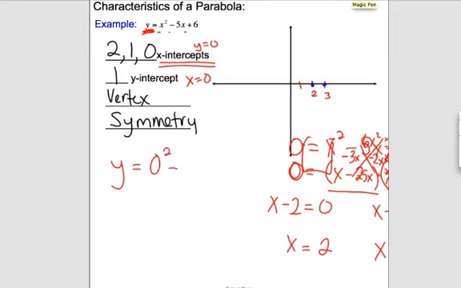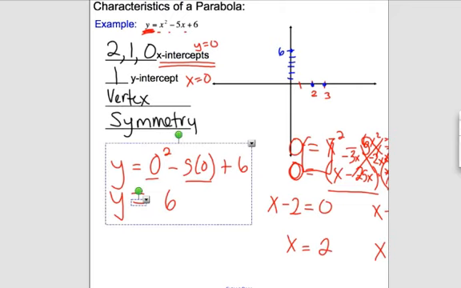So into my rule, I'm going to have 0 squared minus 5 times 0 plus 6, which will give me 0 minus 0 plus 6. So my y-intercept is 6. This one's pretty easy to find. So now I'm going to find 6 on my graph, and I'm going to mark a point. So that's a y-intercept at 6. So notice I have 3 points right now. Okay, 3 points on my graph.